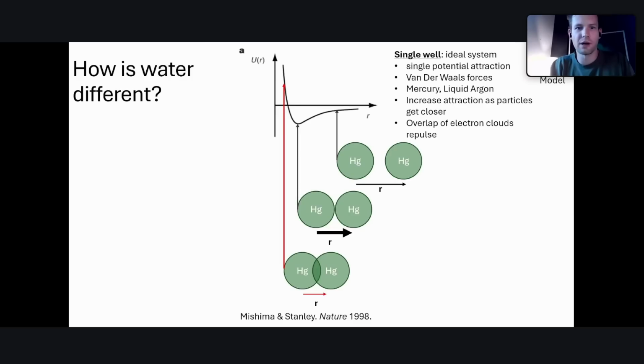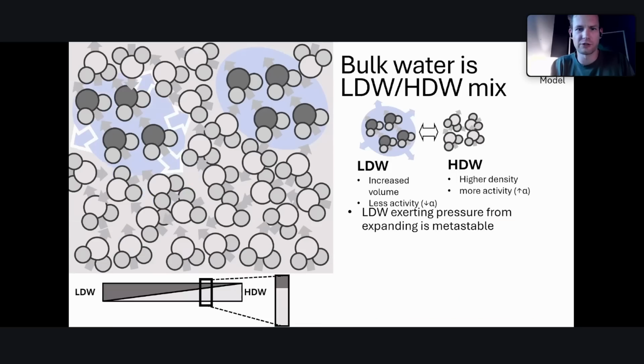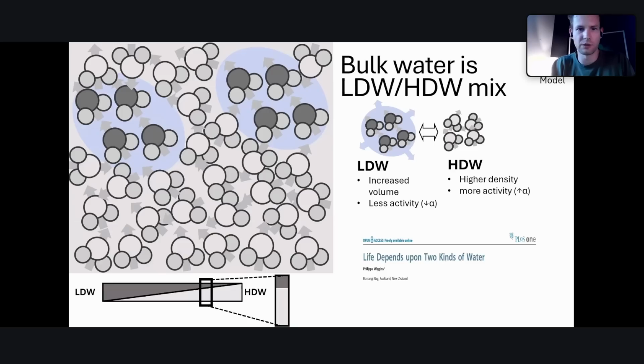Maybe let's start off with water maybe being a mixture of tetrahedral and not tetrahedral. And skip to some pictures.